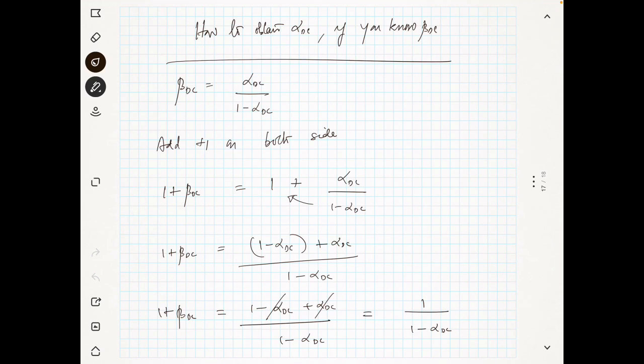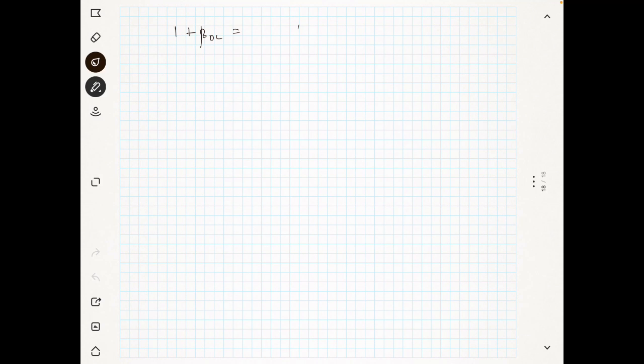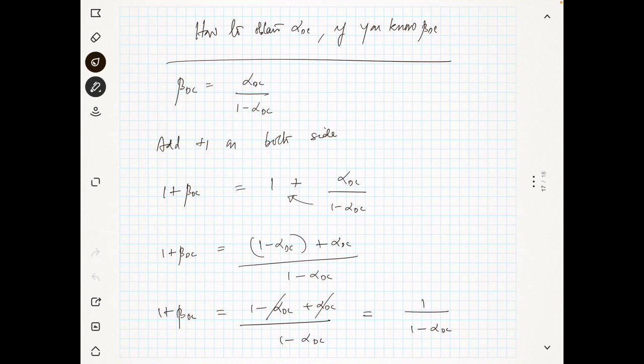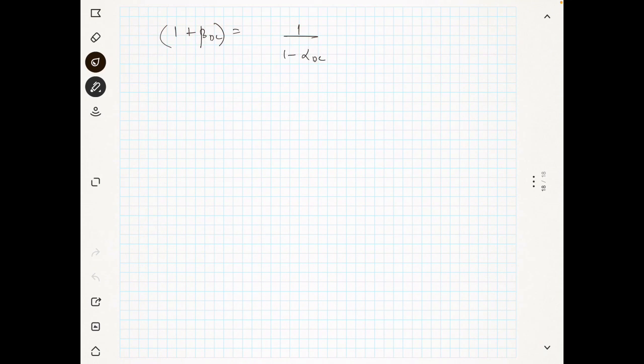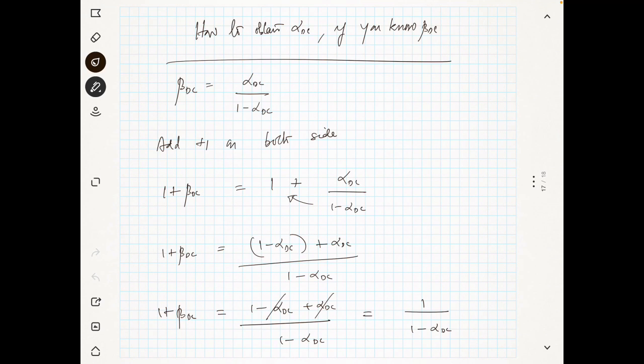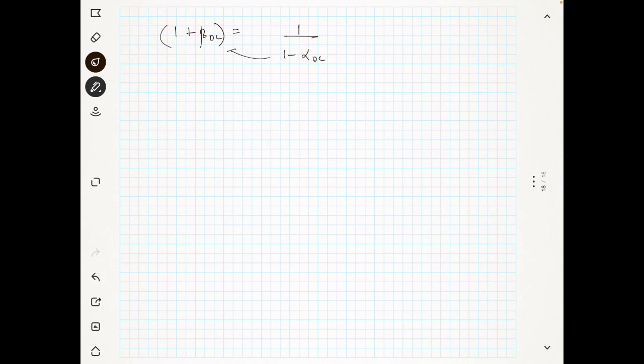So 1 plus beta dc is equal to 1 by 1 minus alpha dc. Okay, now you can rearrange this equation, this to here and this to here. So 1 minus alpha dc is equal to 1 by 1 plus beta dc.